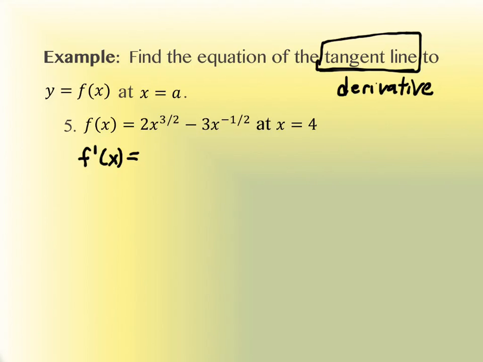What is the derivative of 2x to the 3 halves? How do we find that? You bring the 3 halves down and you multiply, right? So you're going to take the 2 at the beginning times the 3 halves, which is 3. So that's going to give you 3. And then what are you going to do with that exponent now? You're going to subtract 1. So what is 3 halves minus 1? That's 1 half.